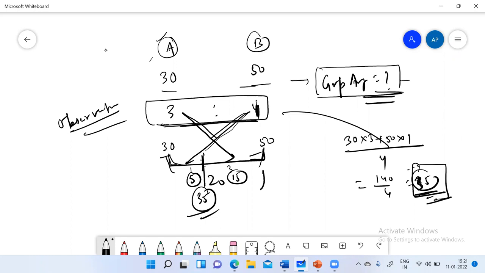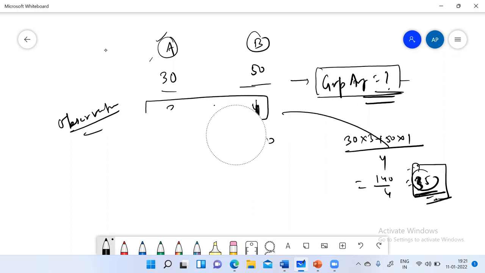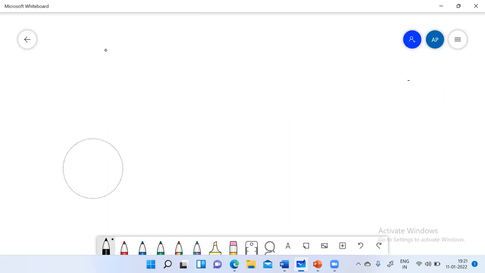Okay. So now you will use this thing as an advantage. Like, let's say group A has a value of 30 and group B has a value of 44. And there are 30 students in A and 40 students in B. What will be the average here? Group average, what will be the group average here?